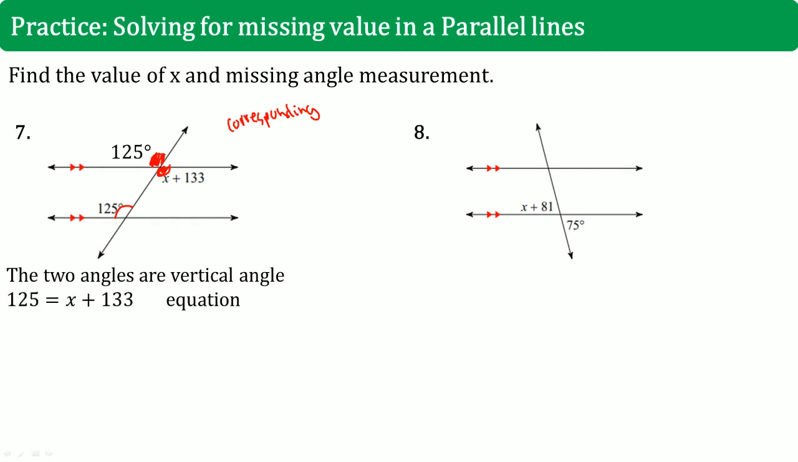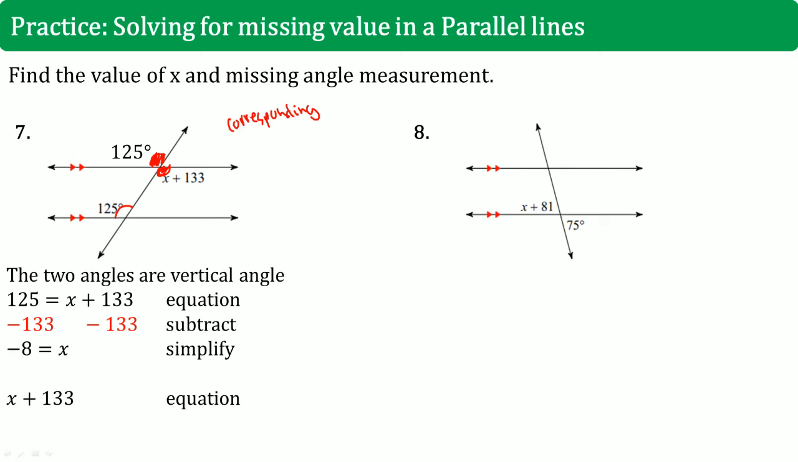So that's why we set up 125 is equal to x plus 133. Subtract 133 to both sides, you get x is equal to -8. That is possible. X can be that value. But let's find the measurement in and of itself.